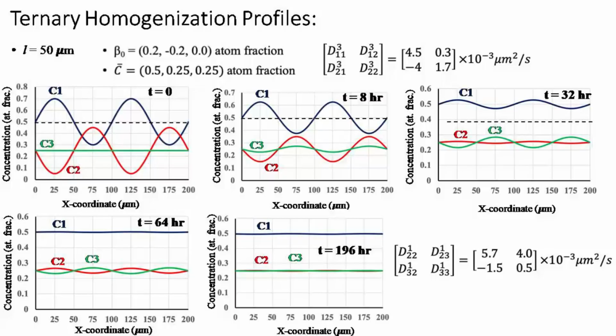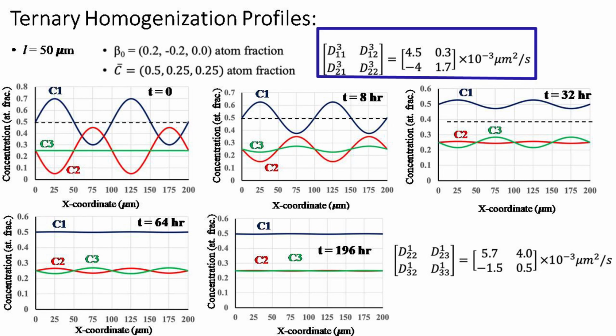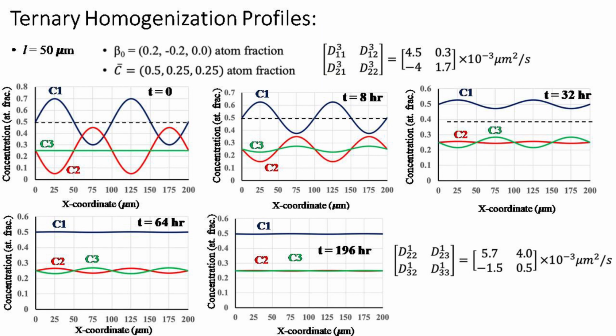We need 4 interdiffusion coefficients for ternary. So, the values that we have used, assuming of course constant values, are given here. D11 is 4.5, D12 is 0.3, D21 is minus 4, D22 is 1.7, and the values are in 10 to the power minus 3 micron square per second. Now, we have simulated the concentration profiles at different times: t equal to 8 hours, 32 hours, 64 hours and 196 hours.